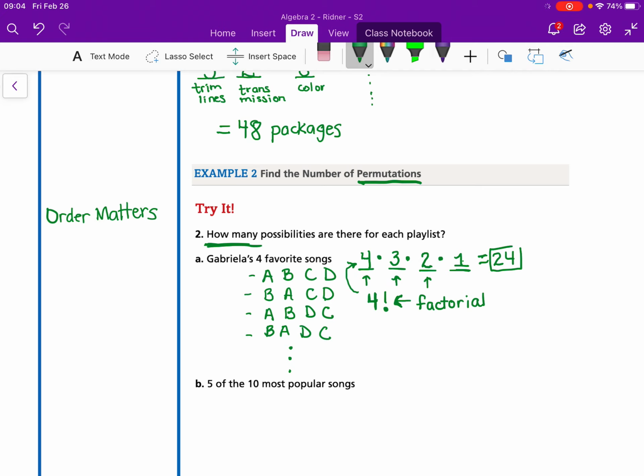I also have one more option, and this one will help you with the calculator. So P stands for permutation.